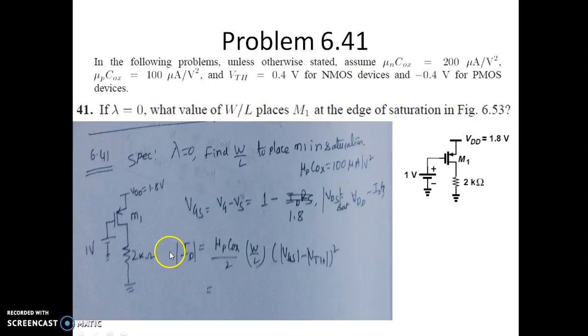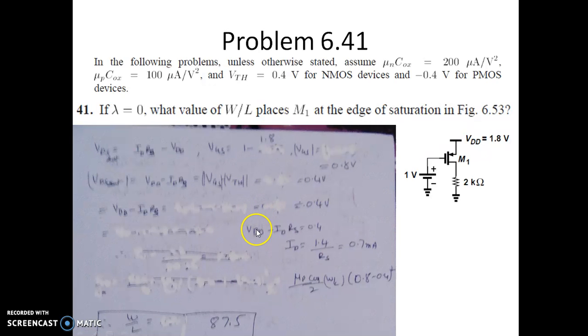So we can find the current ID over here, where current ID is given by 1.4 divided by 2 kilo ohms. That's what is done here. So now we can see VDD minus ID into RS is actually 1.4 volt. So ID is equal to 1.4 divided by RS, where RS is, sorry, this is the drain resistance. So we know that this is 0.7 milliamperes. The drain current is now 0.7 milliamperes.